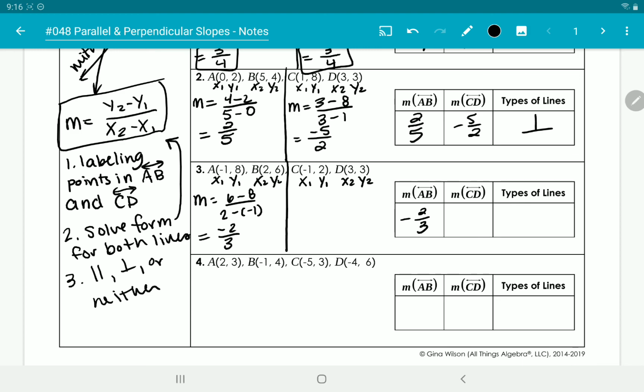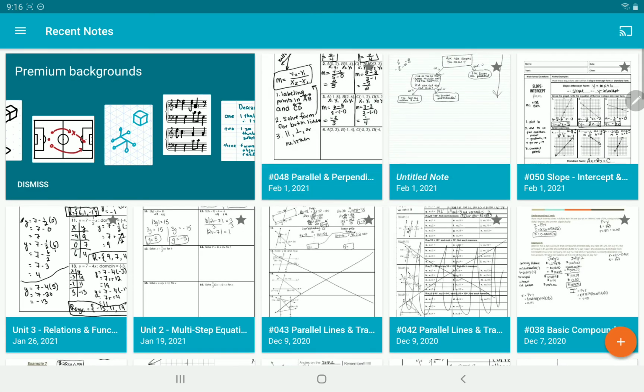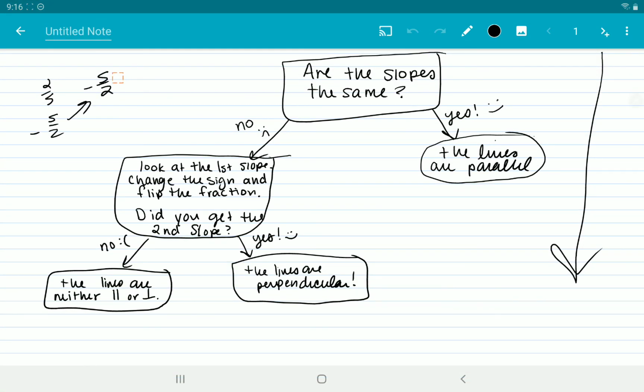Now this next one, again, y2 minus y1 on top, so 3 minus 2, divided by x2 minus x1. If we simplify this, 3 minus 2 is 1, divided by 3 minus negative 1, so it's plus 1. 3 plus 1 is 4. So the slope for this one is 1 over 4. So we have negative 2/3 and 1/4.